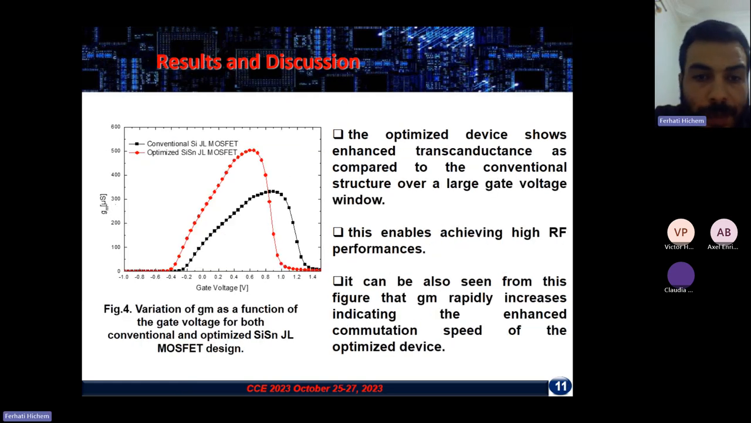To further assess the device performance, this figure shows the variation of the transconductance as a function of the gate voltage for both conventional and optimized silicon tin junctionless MOSFET designs. So the optimized device shows enhanced transconductance as compared to the conventional structure over a large gate voltage window. So this enables achieving high RF performances. Also, it can be seen from this figure that the transconductance rapidly increases, indicating the enhanced commutation speed of the optimized device.